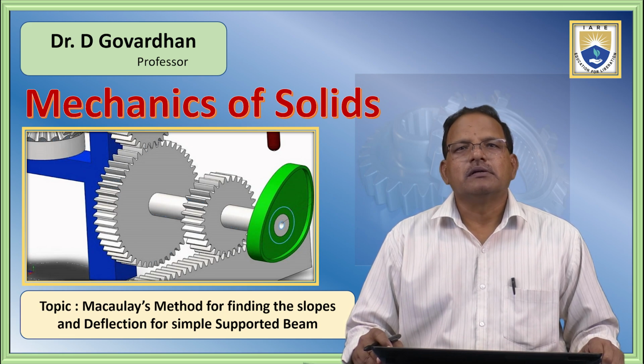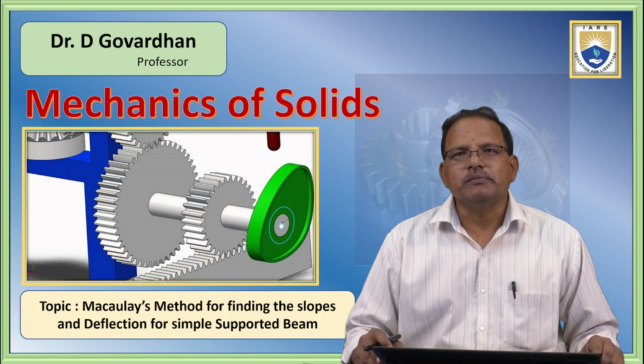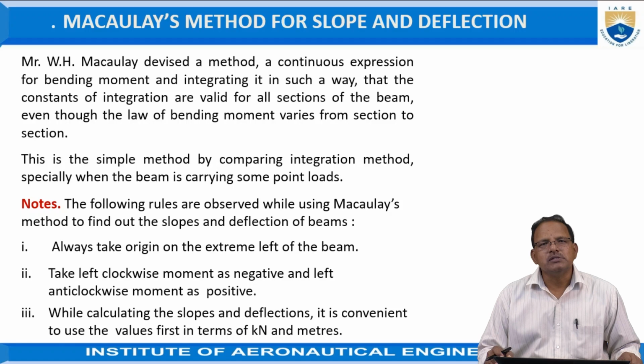Today we are discussing Macaulay's method for finding the slopes and deflection for a simply supported beam in mechanics of solids. Mr. W. H. Macaulay devised a method with continuous expressions for the bending moment as well as the slope, in such a way that on doing integration, the constants of integration, C1 and C2, obtained are valid for all sections of the beam, even though the law of bending moment varies from section to section.